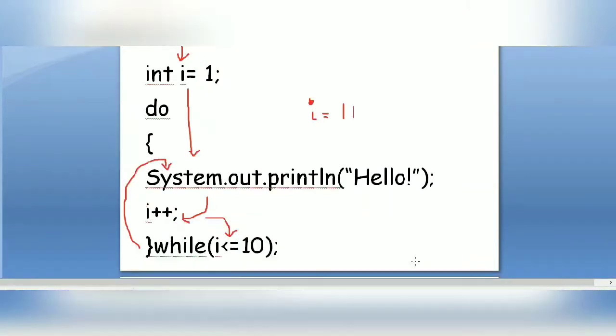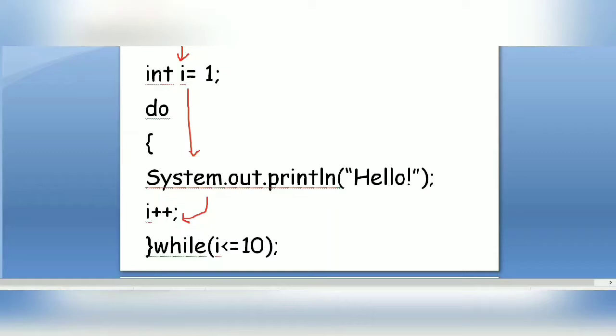Let us see the working of do while loop. So initialization begins over here. I is equal to 1. See, there is no condition checking in the beginning. So directly the control comes to the inside of the loop, that is system.out.println. So after the work is done for the first time, it goes for updation. I plus plus. So now I has become 2.